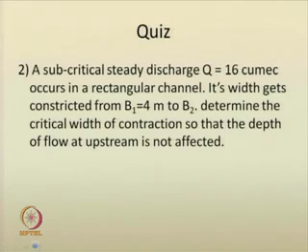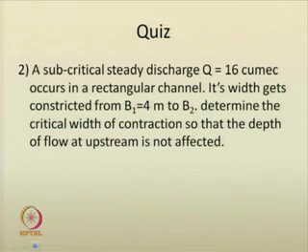The next question is a numerical problem which is quite easier, although you have not done it, it is easier for you to solve. A subcritical steady discharge Q having 16 Q max occurs in a rectangular channel. Its width gets constricted from 4 meters to a particular value.